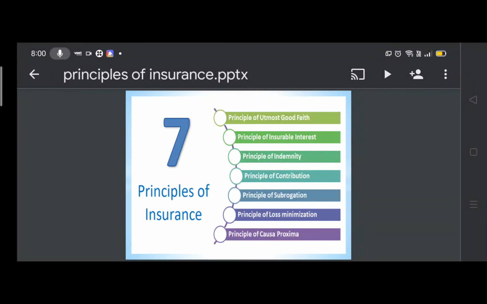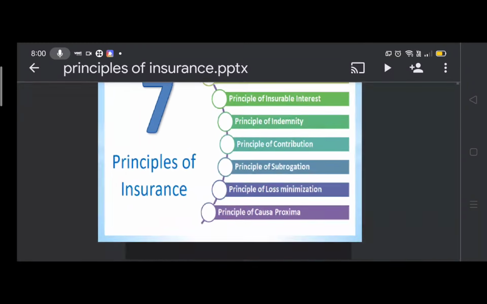About the principles of insurance. In a contract of insurance, other than fulfilling the basic requirements of a valid contract, whether it is regarding proposal and acceptance, free consent, competency of both the parties, the insurer and insured, or any lawful object, they must also fulfill some fundamental principles of insurance. That is what I'm going to explain in today's class.